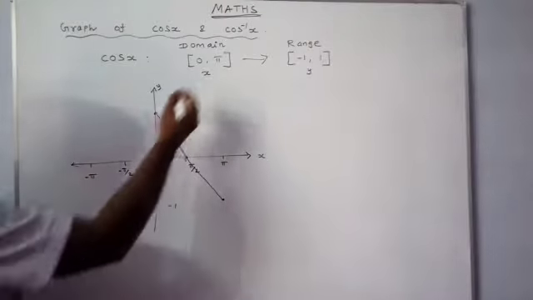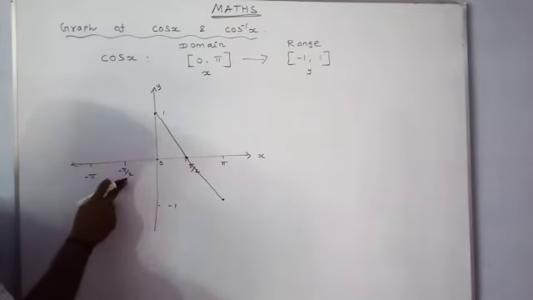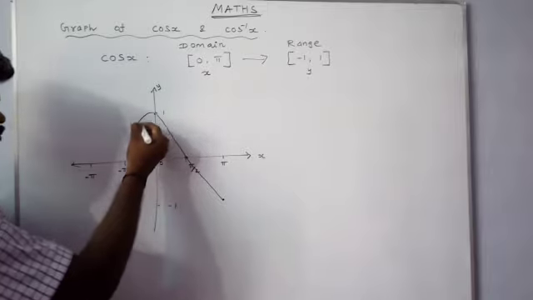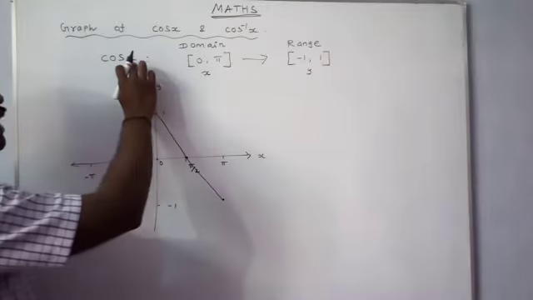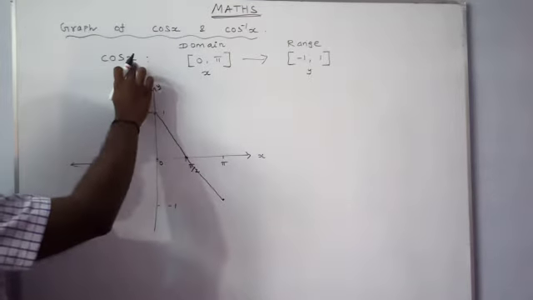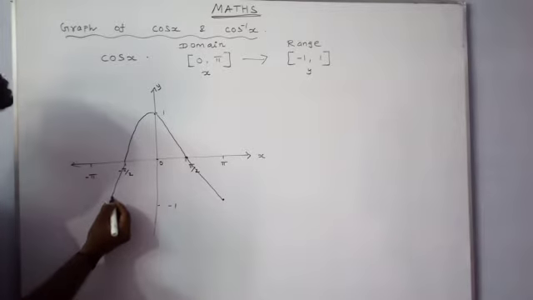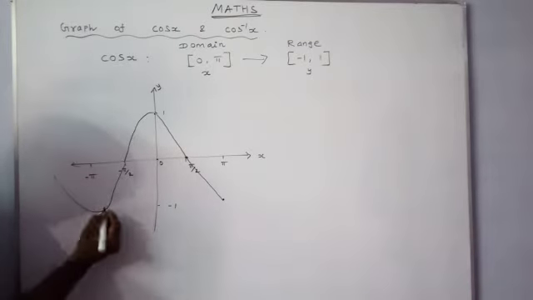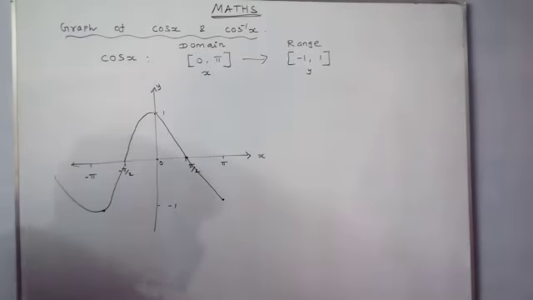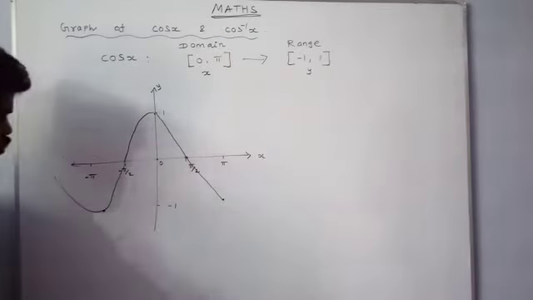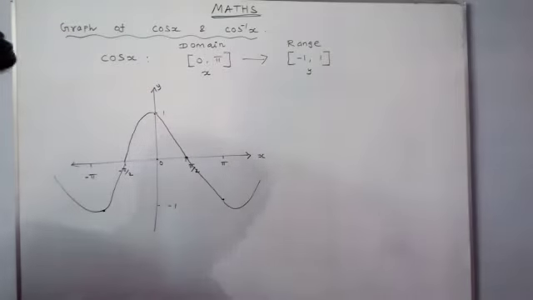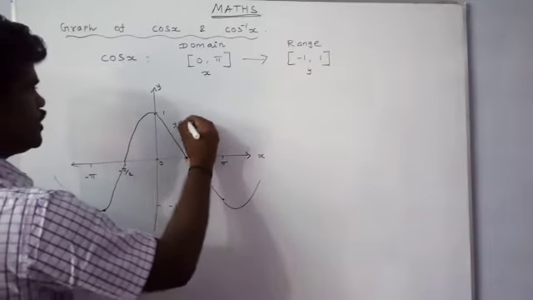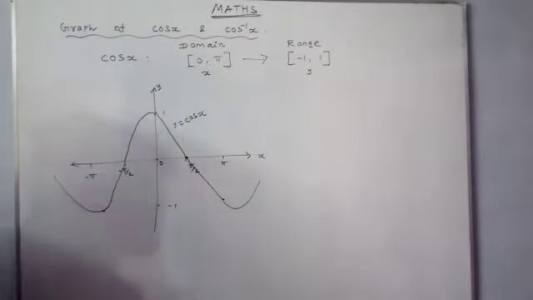And if we go to minus pi by 2, cos of minus pi by 2 means 0. And if we give -pi to the x value, cos of -pi means -1. So this is the graph of cos x. This is the graph of y equal to cos x, right?